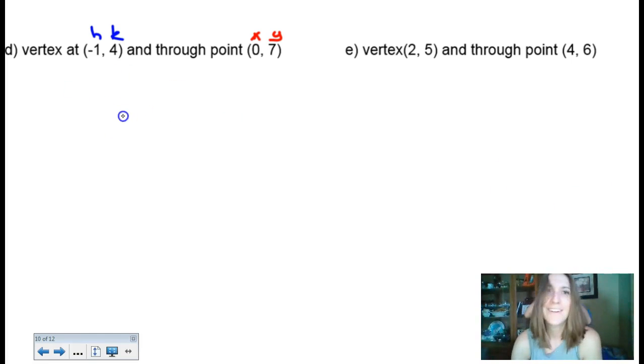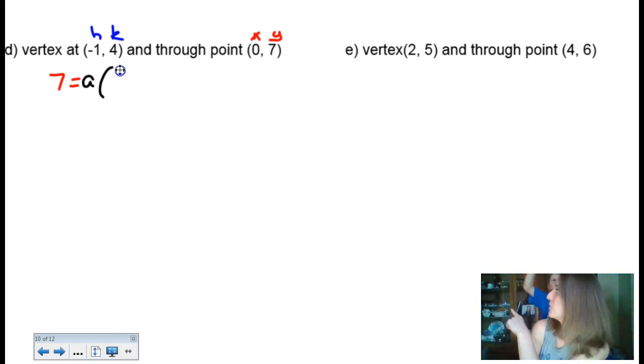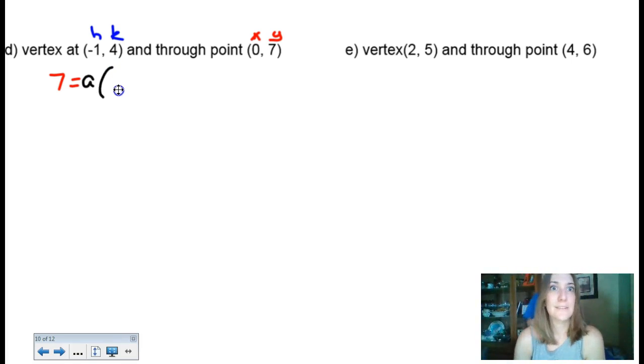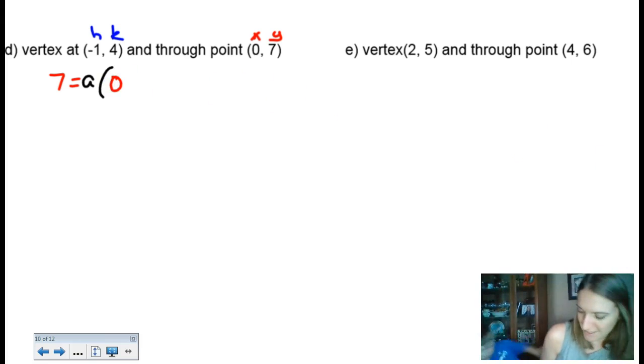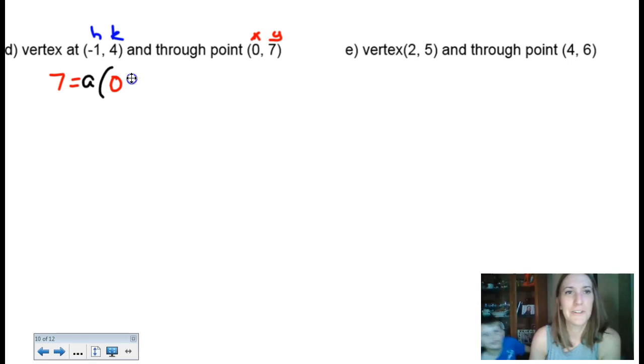All right. So 7 equals a. X minus h. Minus negative 1 will turn into a plus 1.